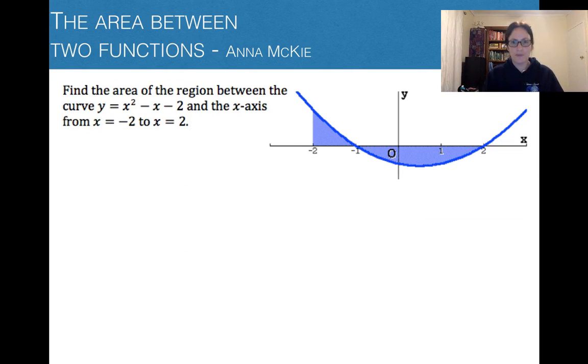The second one, here we have the area of the region between the curve, this is y equals x squared, take x, take 2, and the x-axis. We need these regions. So as you can see, we can't just take the integral between -2 and 2 because it crosses the x-axis. So this portion of the integral will be positive and this would be negative. So we need to split the integral.